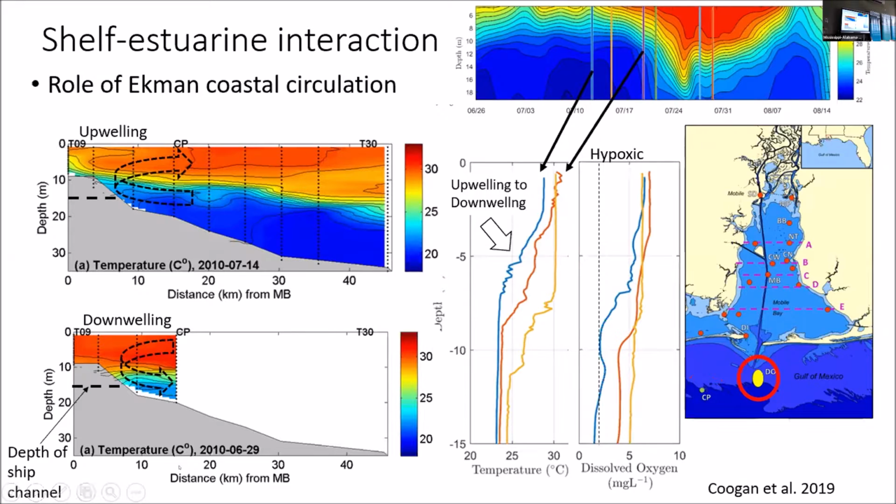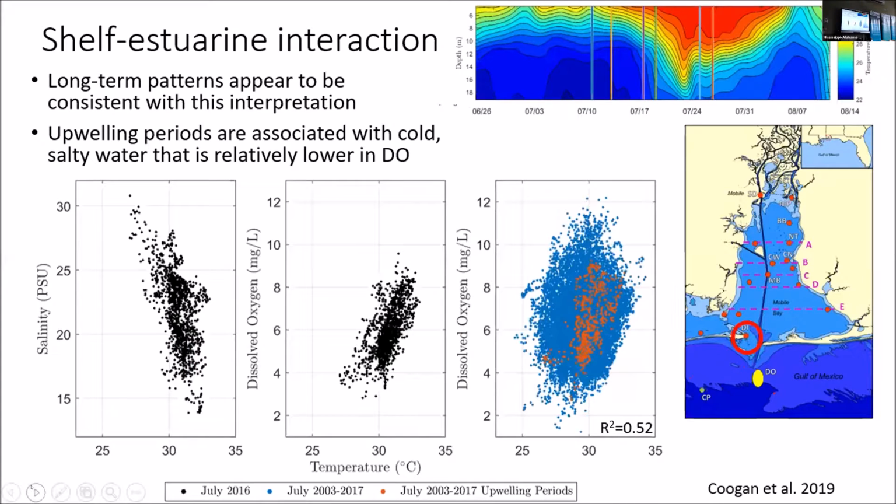Well, if we look at the conditions at the estuary, at the mouth of Mobile Bay, we have a long-term monitoring station called Dauphin Island. This measures water quality. What we can plot up, and we focus on this one for time constraints, is basically a plot of about 13 years, 13 Julys' worth of data, where we have dissolved oxygen and temperature.